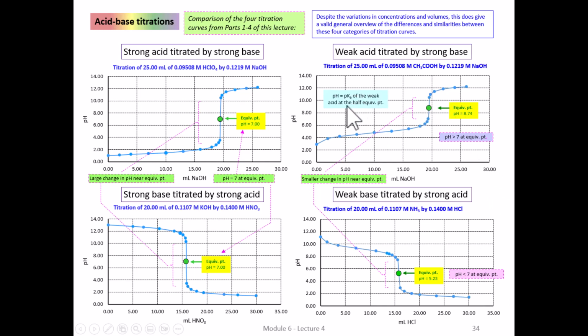And finally, we can get the pKa of the weak acid at the half equivalence point. So for a weak acid titrated by a strong base, the pH equals the pKa of the weak acid at that half equivalence point. When we're titrating a weak base by a strong acid, we don't get the pKb directly of that weak base at the half equivalence point. The pH at that half equivalence point equals the pKa of the acid form of the weak base, from which we can calculate the pKb of that weak base.